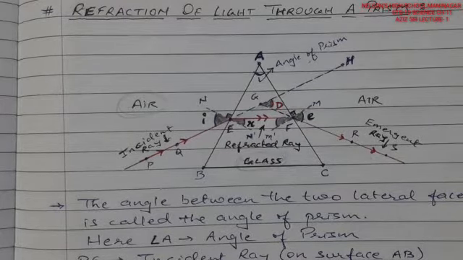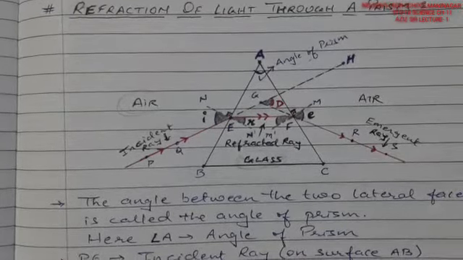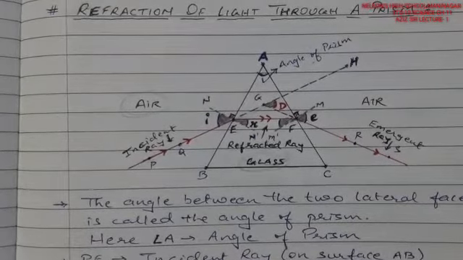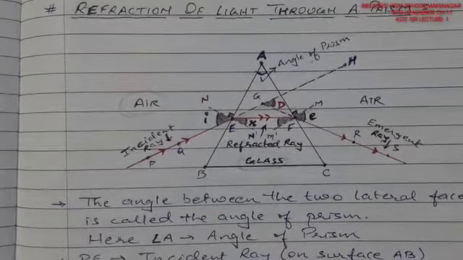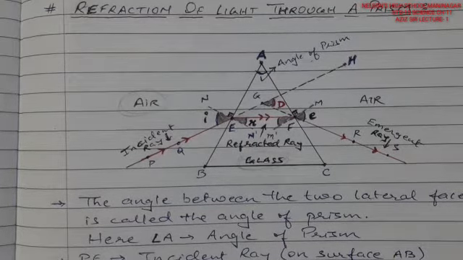Fine. So I hope you understood how the ray diagram is made for refraction of light through the glass prism, and what the different angles and different rays are which are formed by this particular prism.